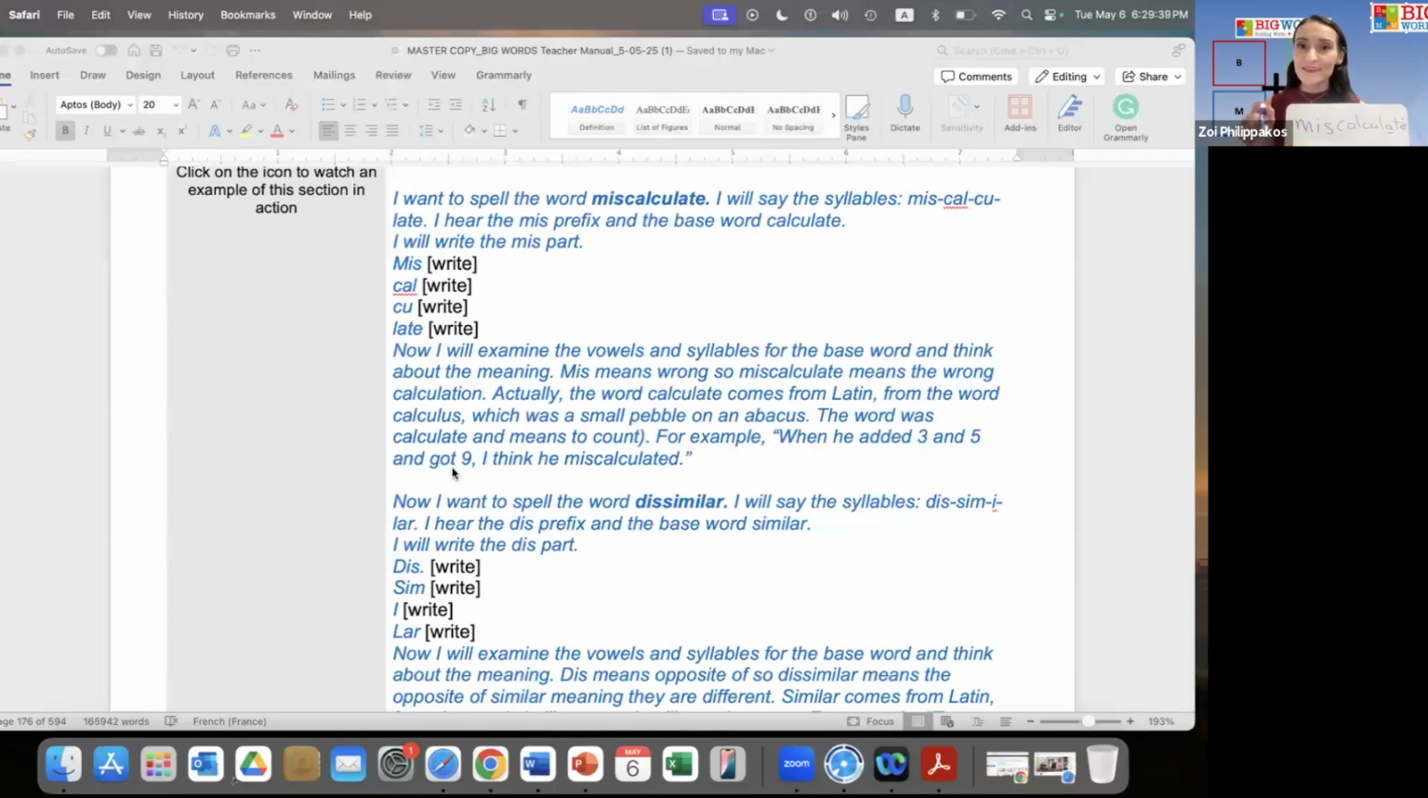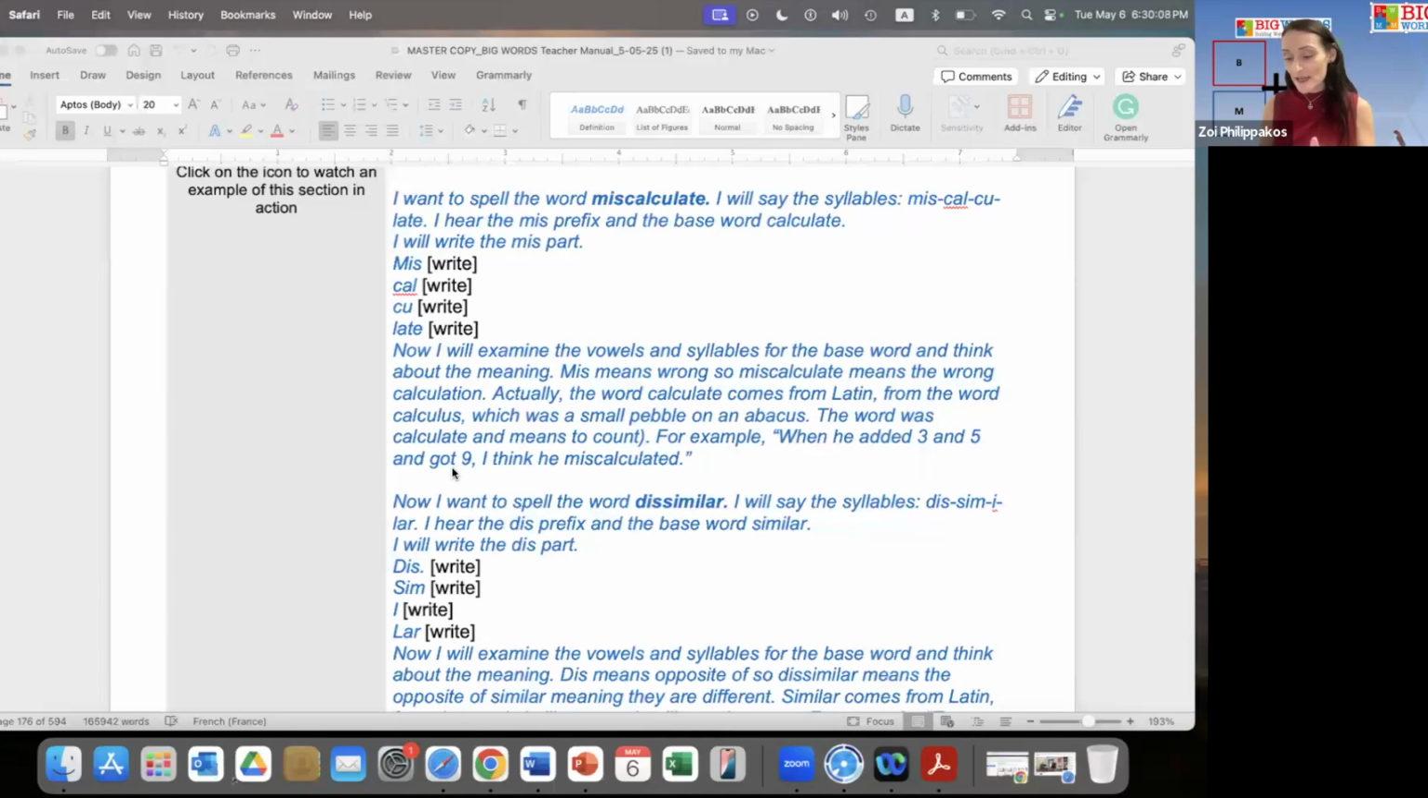Miscalculate. Actually, the word calculate comes from Latin, and it comes from the word calculus, which was a pebble on an abacus, and it was used for calculations, right? So calculate. When we added 3 and 5 and got 9, I think he miscalculated. Miscalculate, to calculate wrong. Now I want to spell the word dissimilar, and then the teacher will continue.